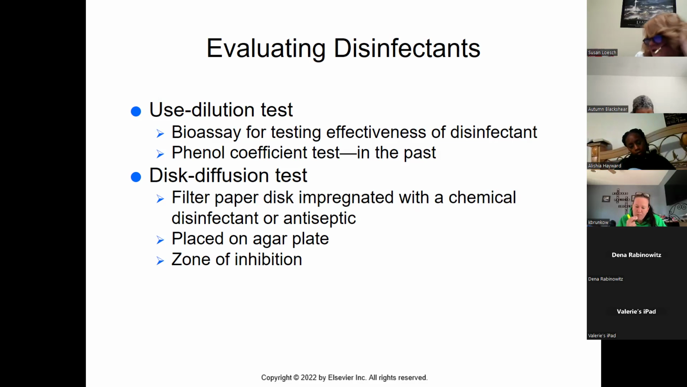The diffusion test, the disc diffusion method, uses a filter paper disc with the chemical disinfectant, and it's placed on an agar plate along with the bacterial culture. The chemical will diffuse from the disc into the agar around the disc. The size of the area of chemical infiltration around the disc is a function of the solubility of the chemical and its molecular size. Microbes on the agar will not grow in the area around the disc, because the chemical is working against that organism. I'm sorry, the area of no growth around the disc is called the zone of inhibition. If there's growth right up to the disc, it's not effective on this particular microbe.